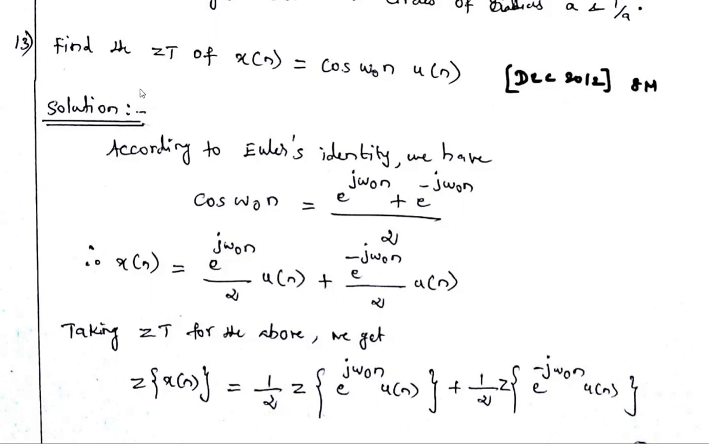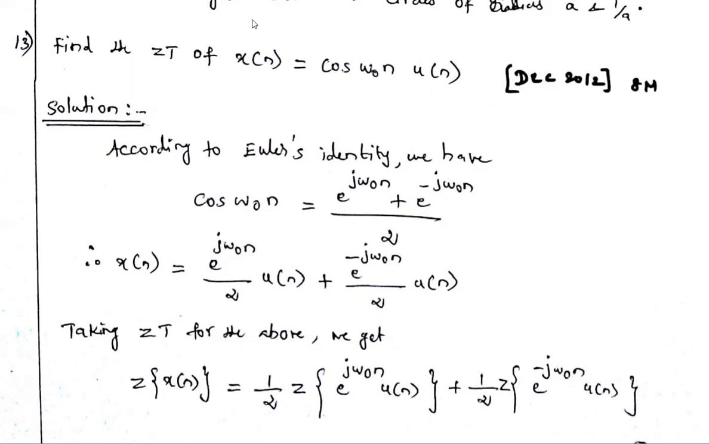Okay, so the next important standard signal is a cosine signal. So we are going to find the Z transform of x of n equal to cos omega naught n into u of n. Okay, so this question is an 8-mark question. This question was asked in December 2012.